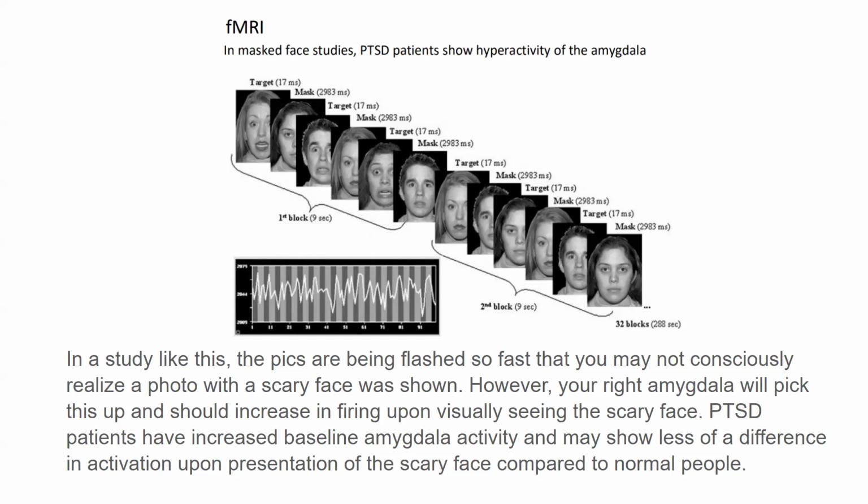The people with the normal controls, they have normal activity of the amygdala. So when the scary face is shown, we're gonna see an increase in activity. But PTSD patients, their baseline is a lot higher. But we don't see that significant difference that we see in normal controls. So basically, PTSD patients have an increased amygdala activity compared to normal patients. Upon seeing the scary face, the right amygdala activates.